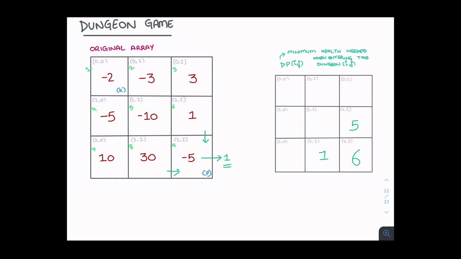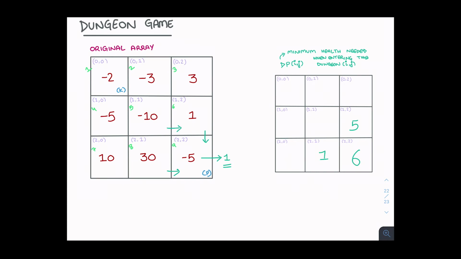Now what you need to do here is make a decision towards which direction I will head so that the initial health that I need to enter this room is minimized. I'll say that again. We need to decide in which direction to head, the right direction or the downward direction, so that the initial health required to enter this room is minimized. So let's calculate that.